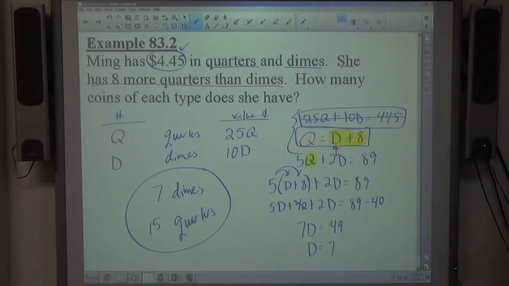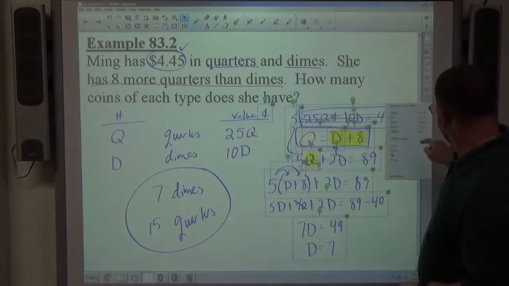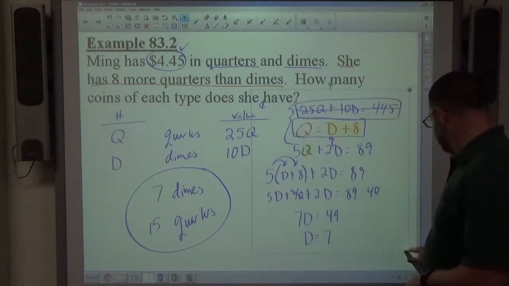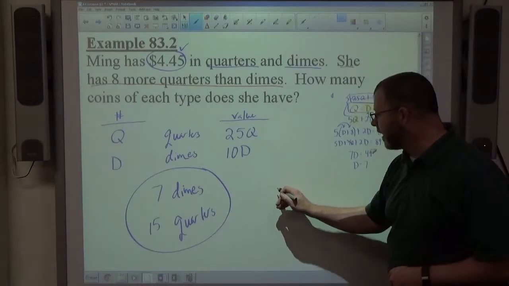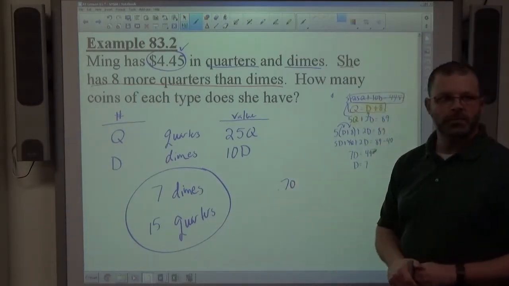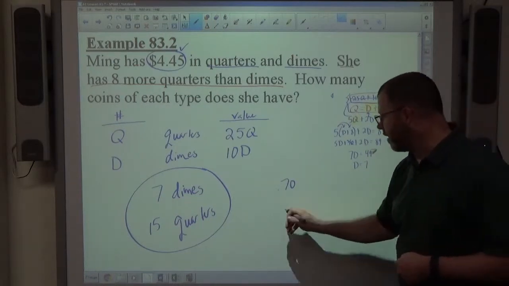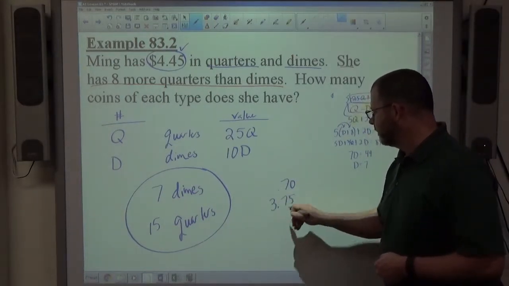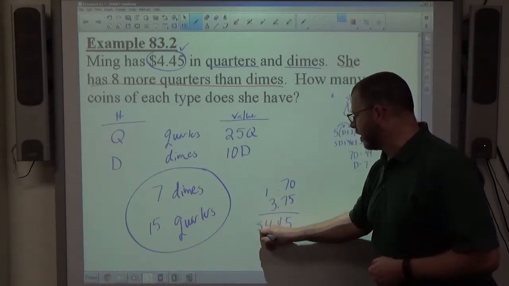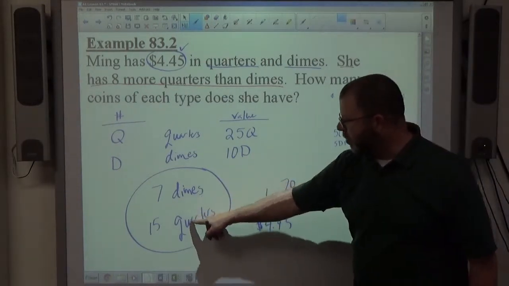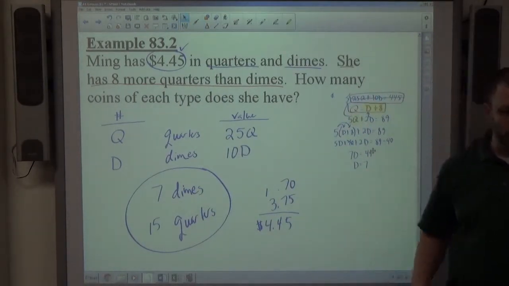Once again, we can verify our solution if we want to. We just take the facts we just figured out. 7 dimes is worth 70 cents. And 15 quarters is worth, let's see, $3.75. 5, 4, carry the 1, $4.45. It's the correct amount of money. We're supposed to have 8 more quarters than dimes, which you can see very clearly we do have. So that tells us that our answers are correct.